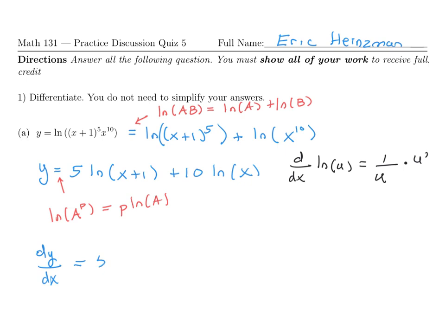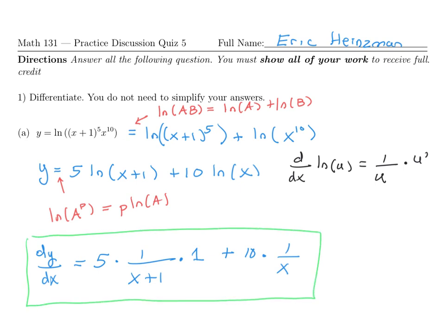So starting here, we're going to find dy/dx. This is going to be equal to 5 times 1 over x plus 1. Now, because the derivative of x plus 1 is just 1, that would go here. For emphasis, I'll put multiply by 1. Now to this, we're going to add 10 times the derivative of the natural log of x, which is simply 1 over x. Since we do not have to simplify our answers, here it is, the derivative with respect to x.